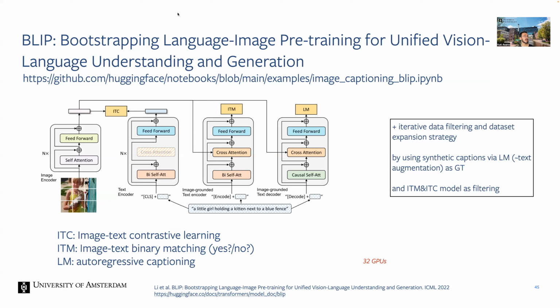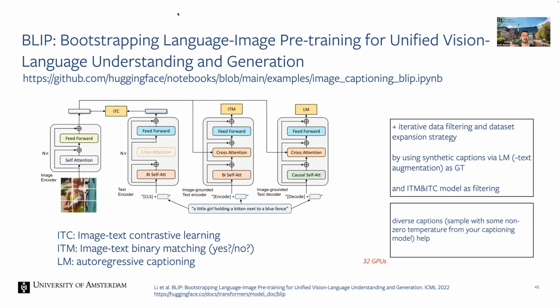And then you can use this ITM, whether the image matches the caption, and the ITC model as filtering. So are the captions now good or are they bad? And that's how you can gradually expand your data set and filter your data set. Expand by captions, filter by checking whether something fits, whether it goes together or not. And they show that diverse captions help.